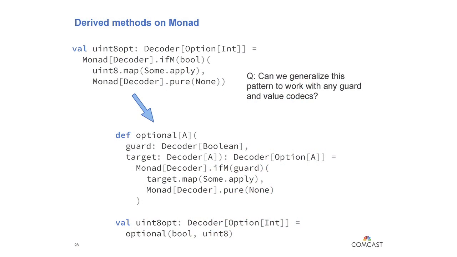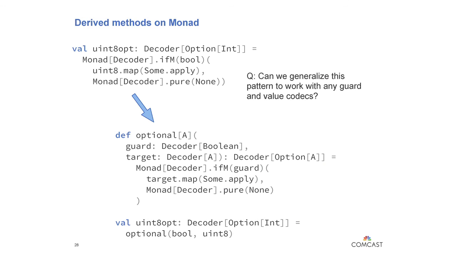Then what we actually get back is a decoder that can decode an optional integer, where the first bit determines whether or not the subsequent bits are processed or not. So if the first bit is 0, then we immediately return a None and give the entire remainder to the caller. And if the first bit's 1, we decode the next 8 bits.